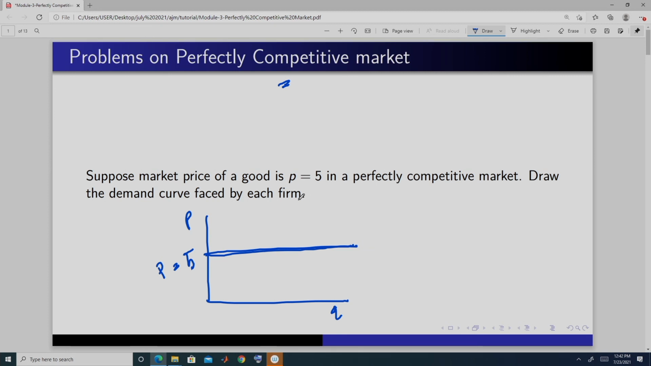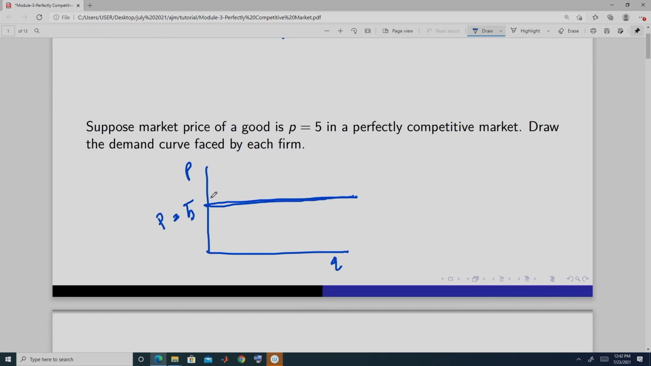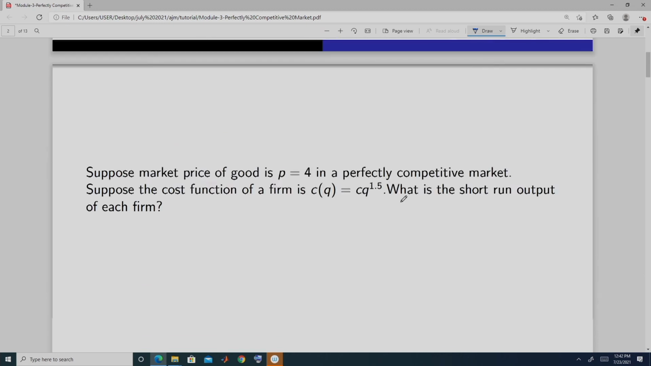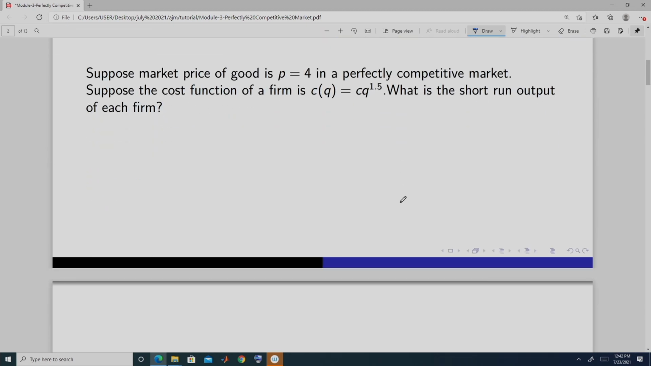Whatever be the price, it cannot determine it. It will take that price as given. So, that is why the demand curve is like this. Now, suppose the price is this and the cost function of a firm is this, and there are many firms, and they are similar in terms of the cost. What is the short run output of each firm?